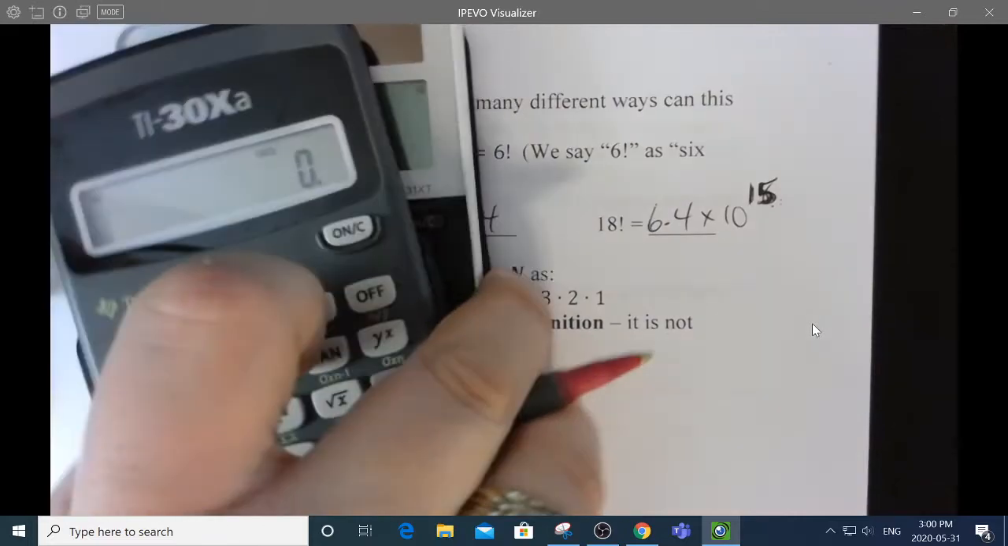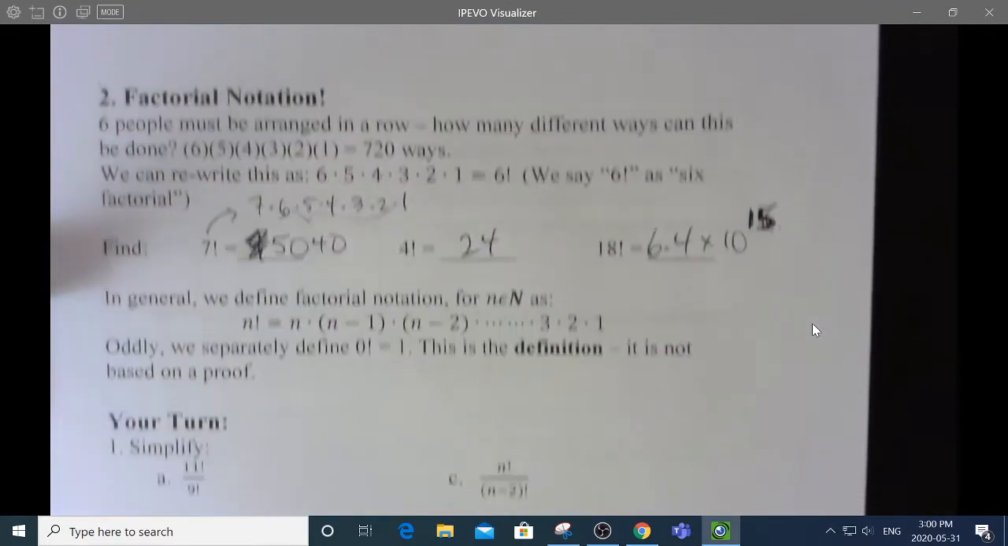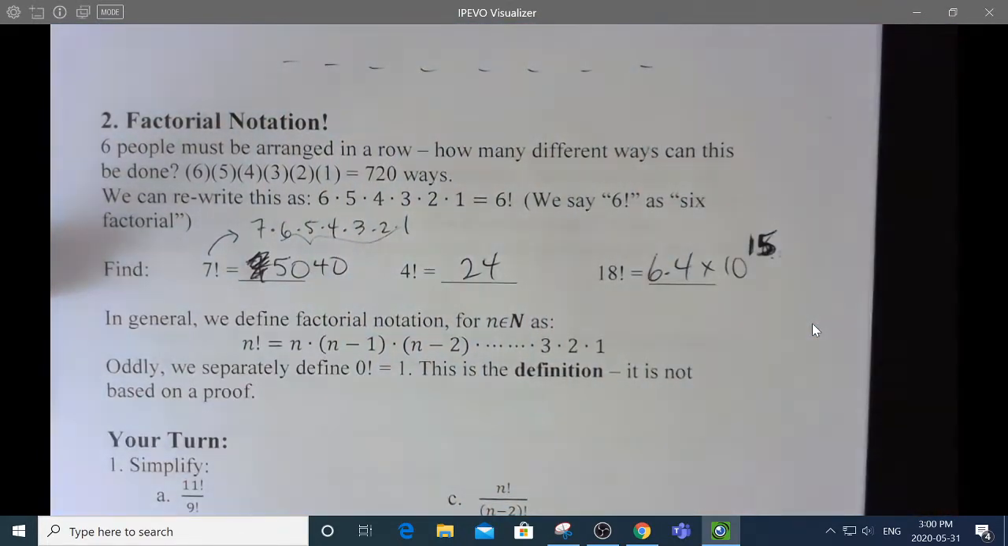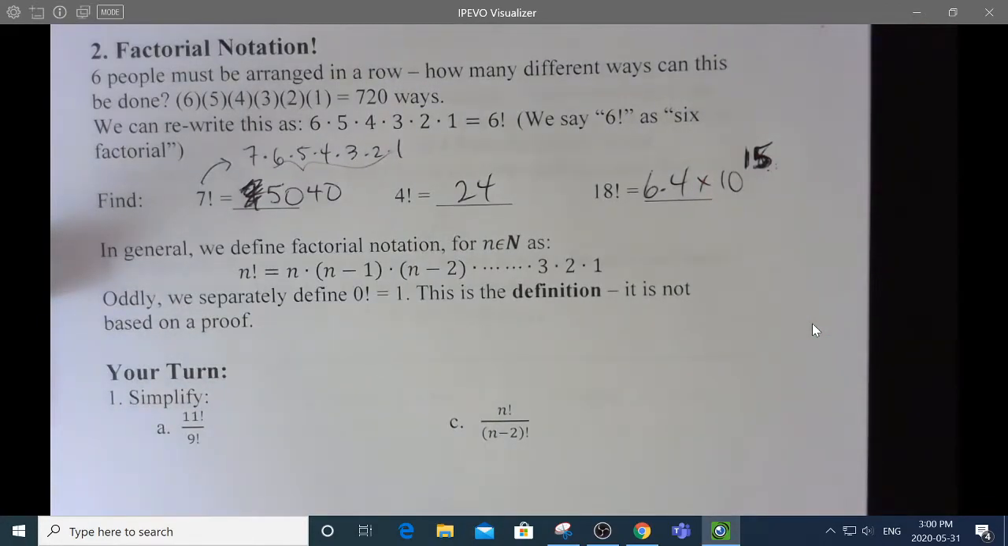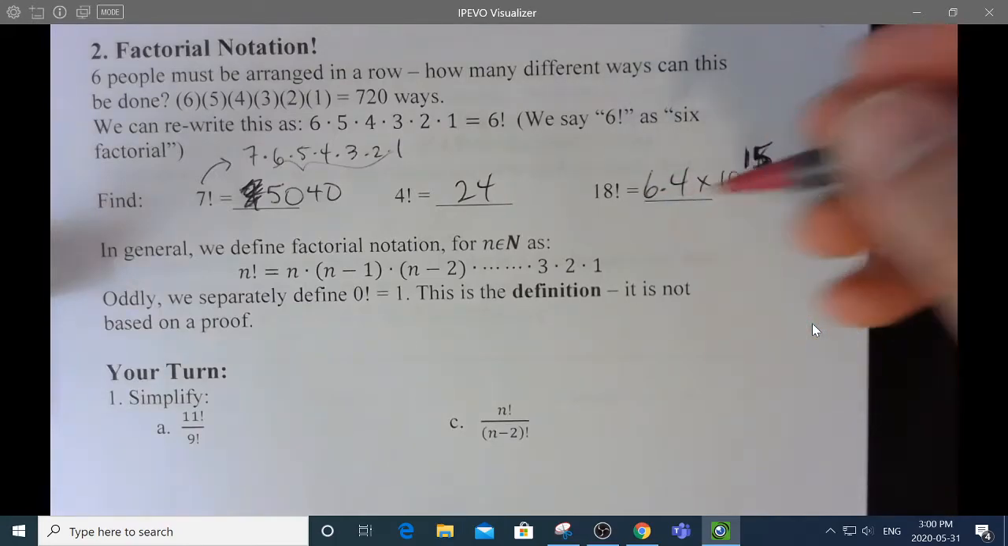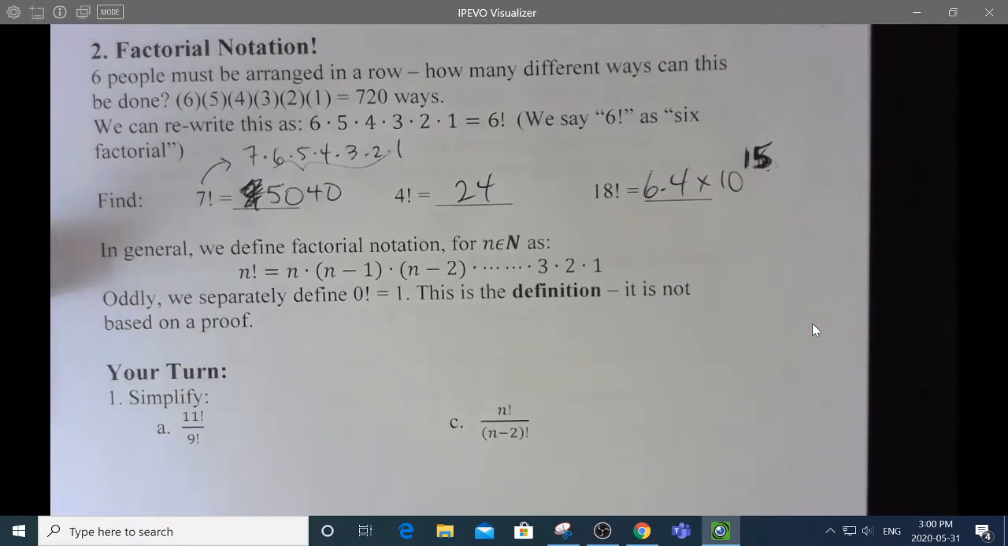If you had a class with 18 kids in it and you wanted to line them up in a row, how many different ways can you do it? It's this enormous number, far bigger than the number of people on the planet. It's really amazing to think when you're using factorial how quickly the numbers get enormous.